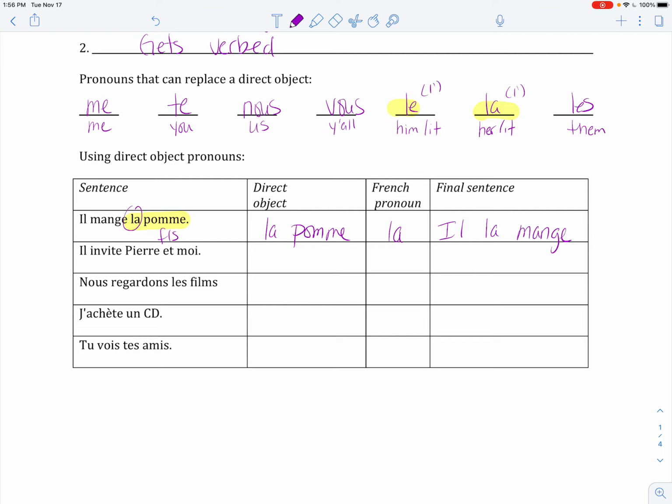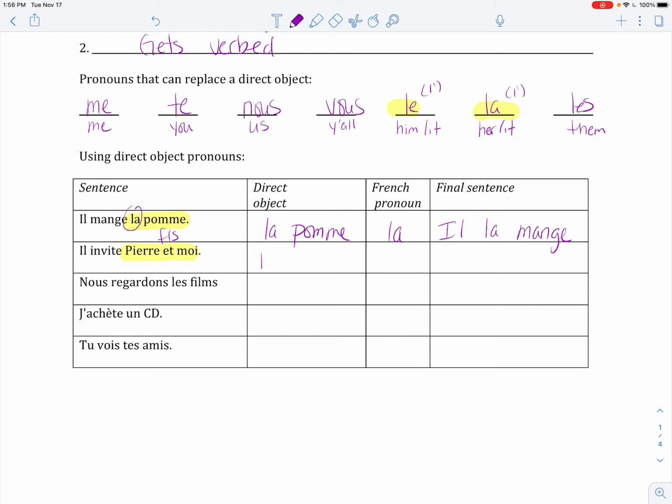Okay, next sentence. Il invite Pierre et moi. He's inviting Pierre and me. So who's being invited? Pierre and me. So Pierre et moi is our direct object. So the question is, what's our pronoun to replace it? Is he inviting me? Yes, he is, but not just me. Is he inviting you? No. Is he inviting us? Yes. So he's inviting Pierre and me. He's inviting us. So our pronoun that makes sense is nous. And again, we put it in between the subject and the verb. Il nous invite.